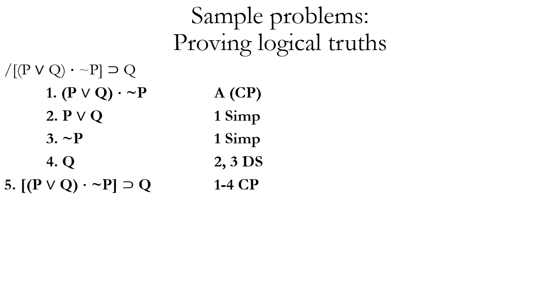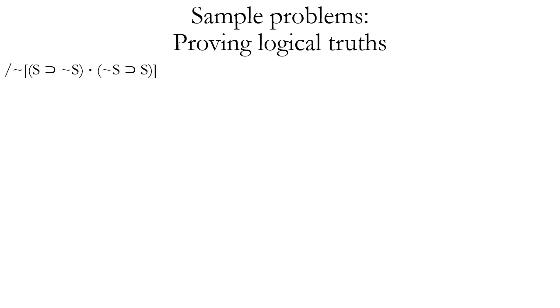So now we can exit out of the scope of our original assumption, and the proof is done. We've created this new longer conditional using our entire initial assumption as the antecedent and the simple proposition Q, which was our final implication of that assumption, as our consequent.